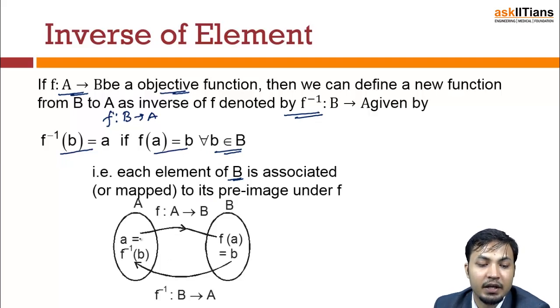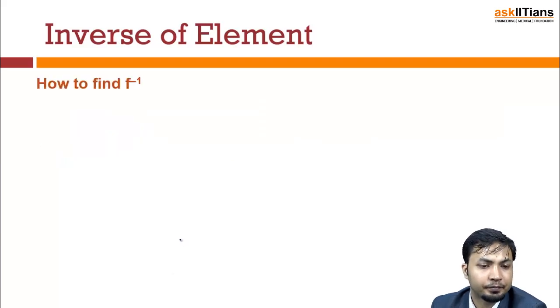You see, my A is equal to f inverse of B, and my f of A is equal to B. So it is like this, and the f inverse function goes from this direction to this direction. This becomes the function and this becomes the answer. Now, how do I find f inverse? It is a very interesting part.